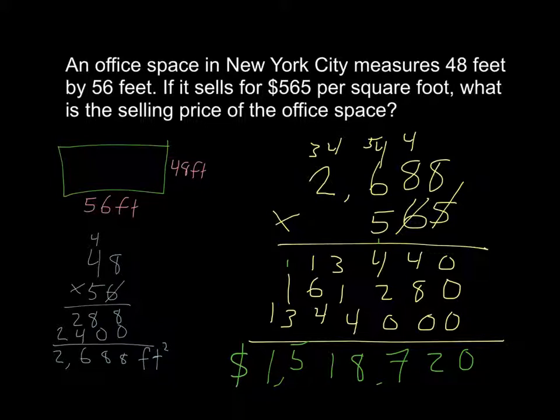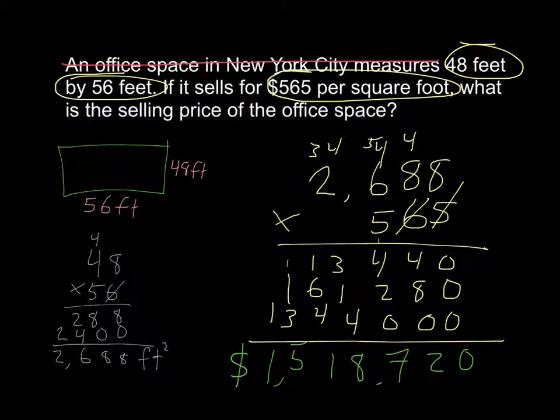Okay, quickly going over it. Notice that there were a lot of words in the problem that we didn't need. We do need to know that it's an office space, but that's not one of the key items we're going to use, so I'm going to cross that out. We do need to know 48 feet by 56 feet. We also need to know the price per square foot, and we need to know that we are looking for the selling price. It helps to sometimes circle the big ideas that you need.